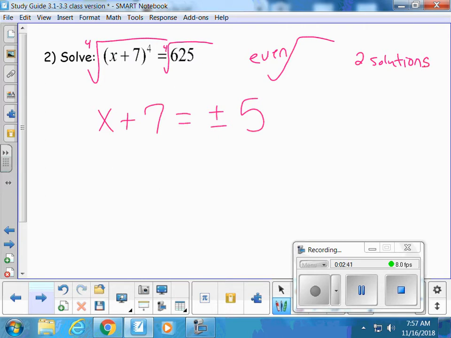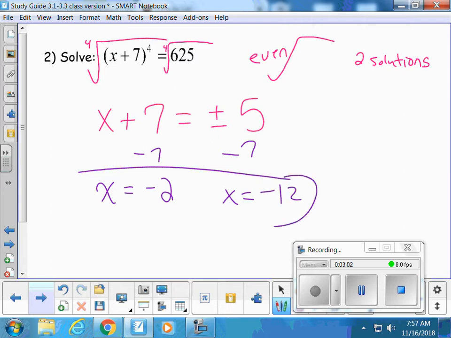Okay. Well, here's where we're at. X plus 7 equals plus or minus 5. We still have one more step. What should we do? Subtract the 7. And then you got to really use your brain. You have to do positive 5 minus 7. That would be negative 2. And you have to do negative 5 minus 7. That's a tricky one. Negative 12. So you have 2 separate and distinct answers. Okay.